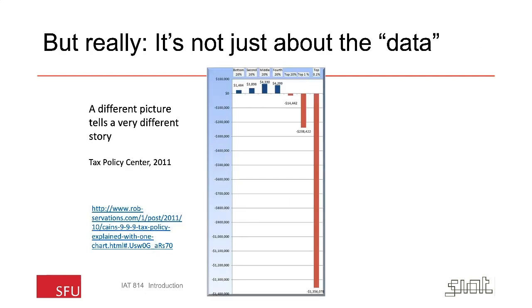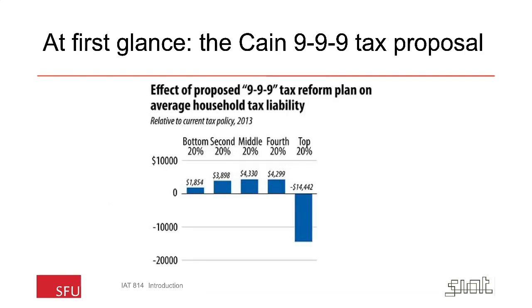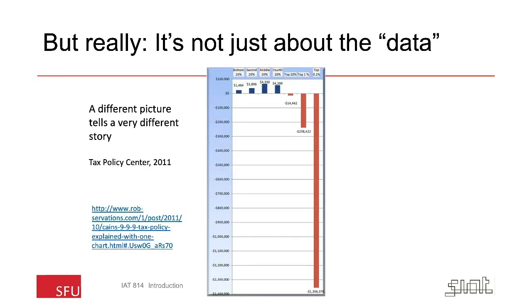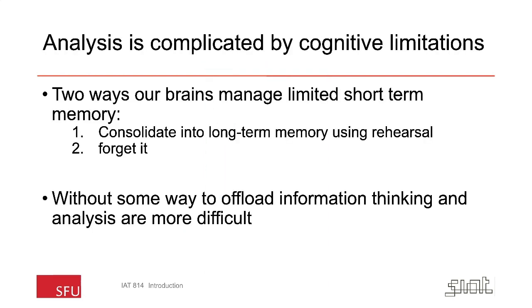However, if you slice a little more finely, you notice that the top 0.1% of earners in the United States would experience a tax decrease of $1.3 million. So it's a very significant impact that's hidden to some degree by this much coarser analysis of the tax plan that was suggested by Cain.